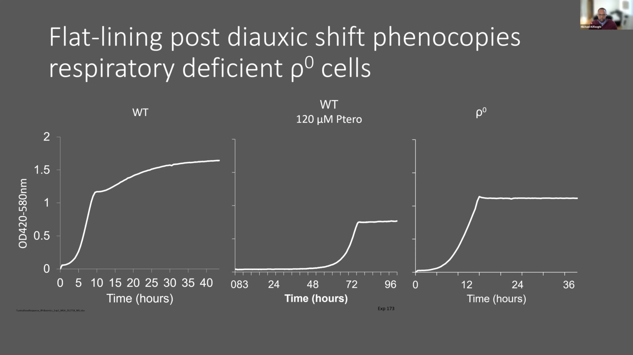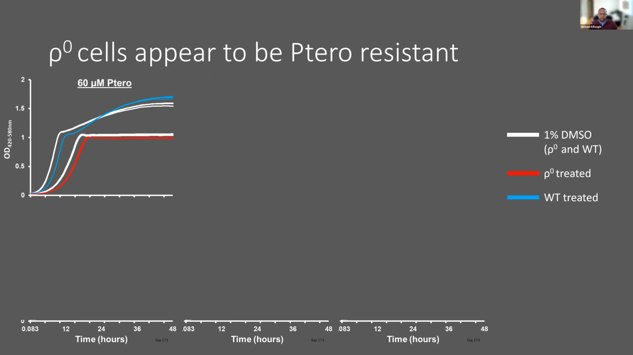With this information, I began to wonder whether pterostilbene was inducing mitochondrial damage, and I also wanted to know if respiration deficiency is sufficient to confer resistance to pterostilbene. I conducted a dose response in wild-type yeast and rho 0 cells. Each line here is actually 4 to 5 individual growth curves that happen to sit right on top of each other. They'll begin to separate as dose increases.